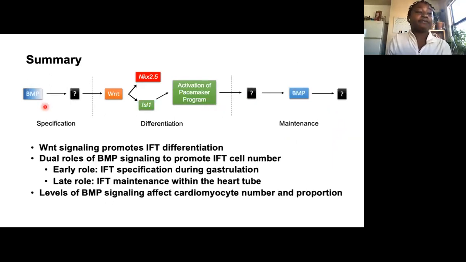So in summary, I've demonstrated data that shows that Wnt signaling promotes the differentiation of the inflow tract, as well as the potential dual roles of BMP signaling to promote inflow tract cell development: a potentially early role in specification during gastrulation, as well as a later role in the maintenance of the inflow tract cells within the heart tube and through heart development. I've also demonstrated that levels of BMP signaling affect cardiomyocyte number and proportion, as indicated in the lost-a-fin mutants.